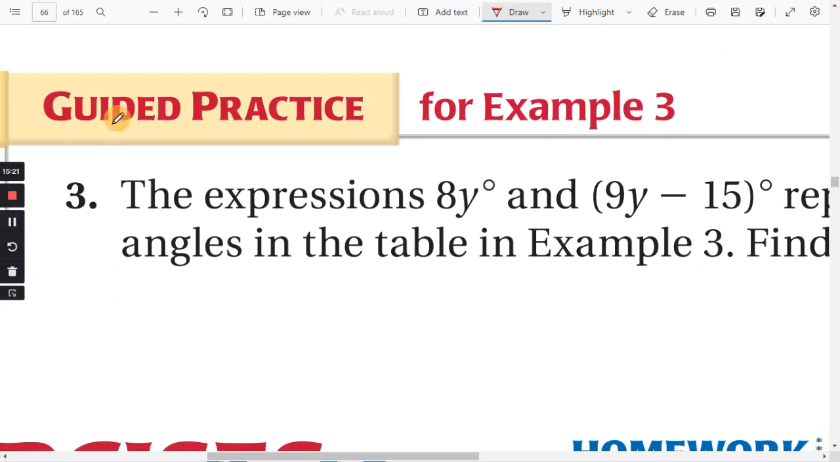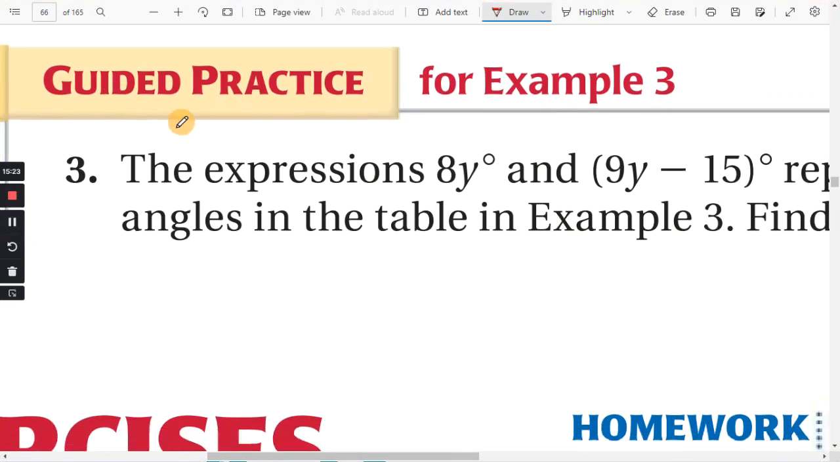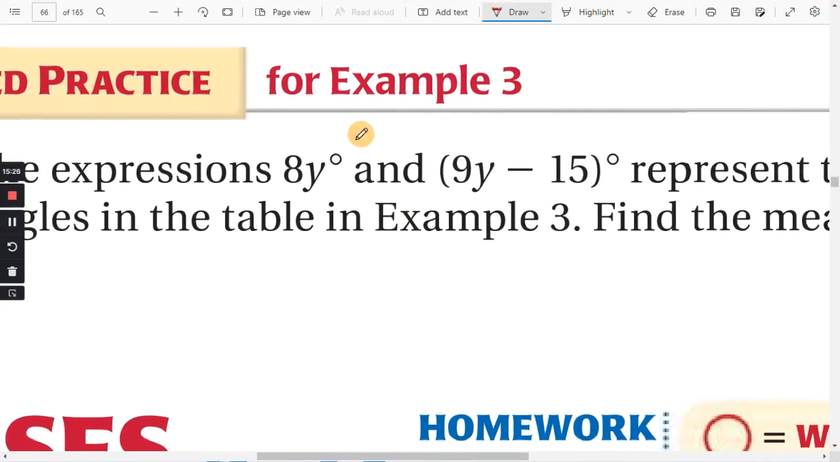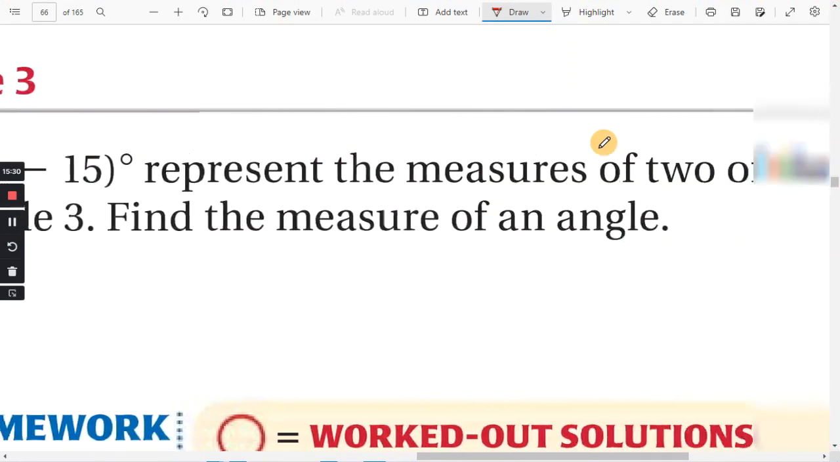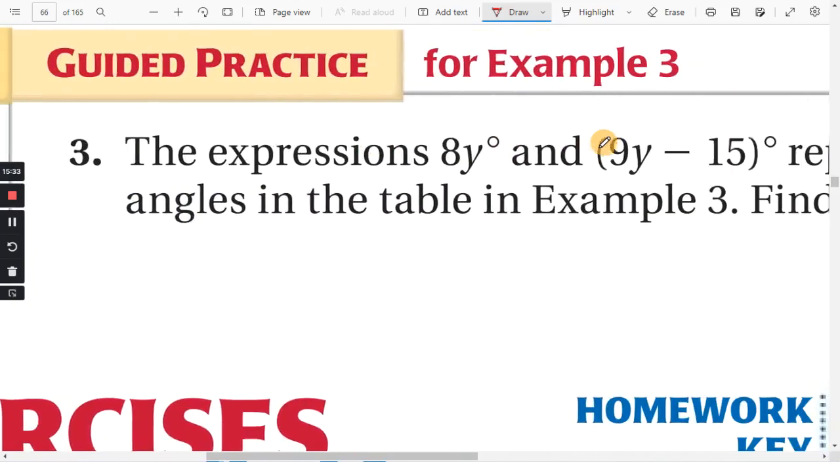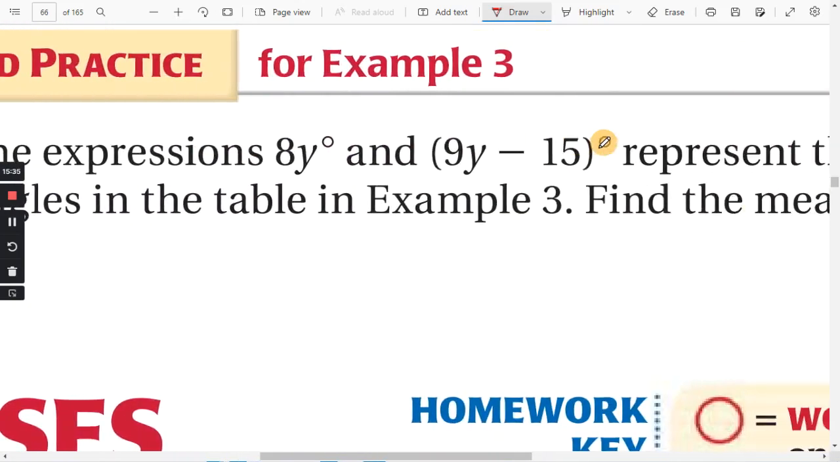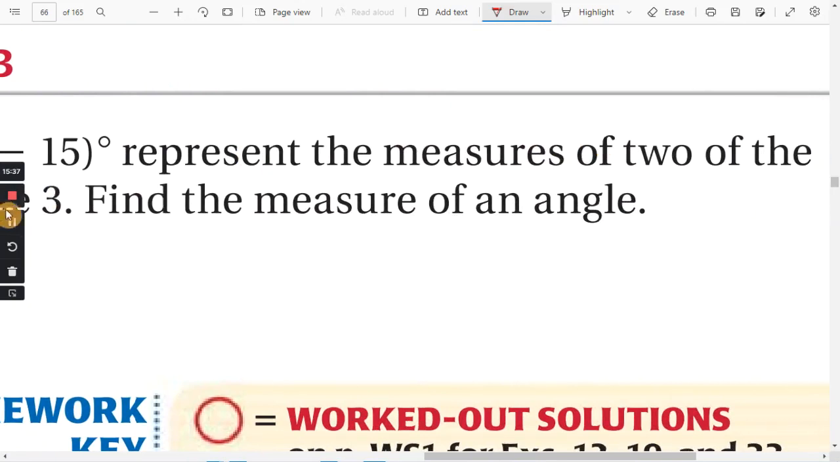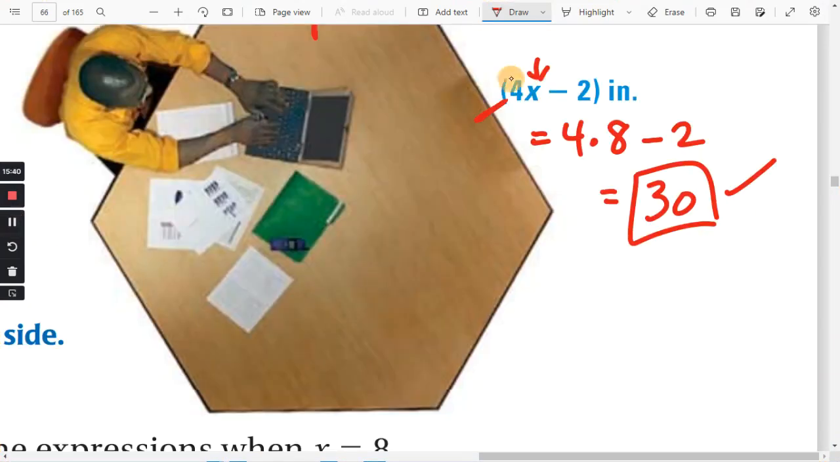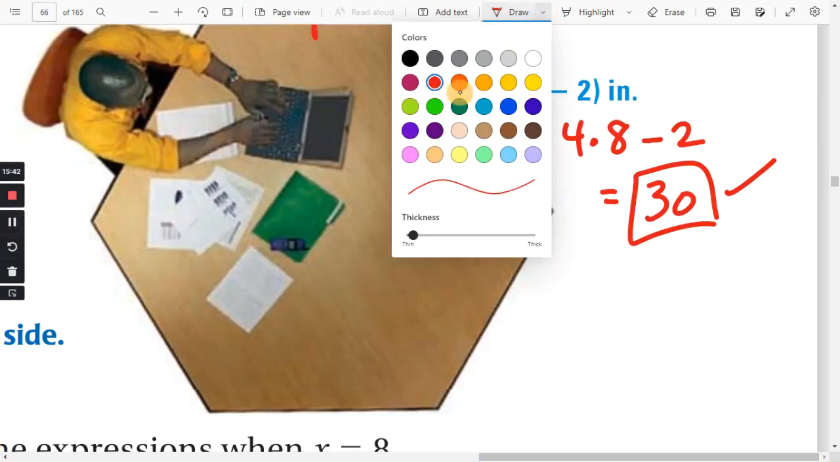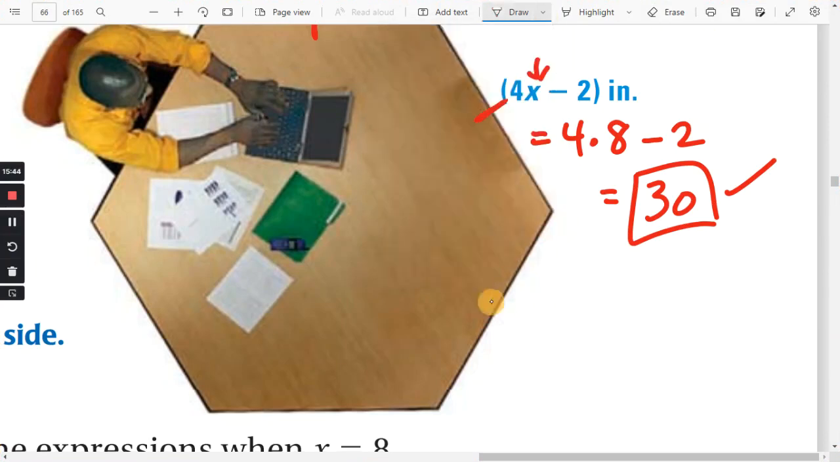All right, one more easy one to close it out. The expressions 8y degrees and 9y minus 15 degrees represent the measures of 2 of the angles in the table in example 3. Find the measure of an angle. Okay, remember we said this was a regular hexagon. It said it right in the write-up. Okay, so all the angles are congruent. This angle is congruent to this angle, is congruent to that angle. All the interior angles are congruent.